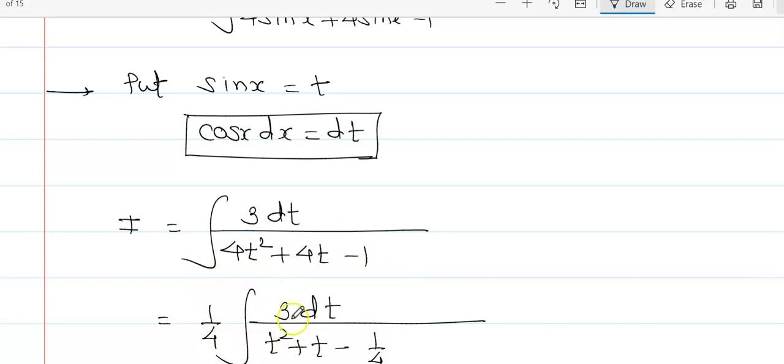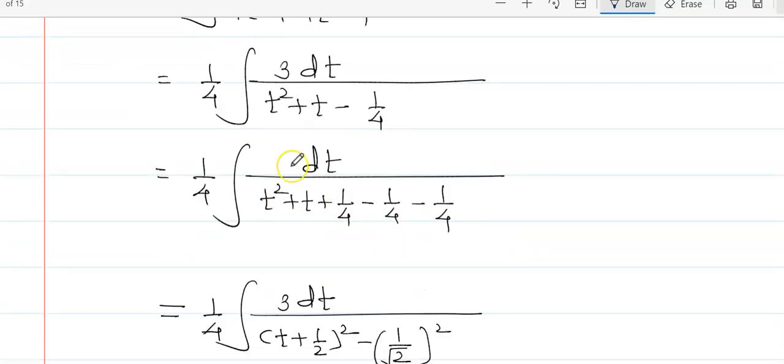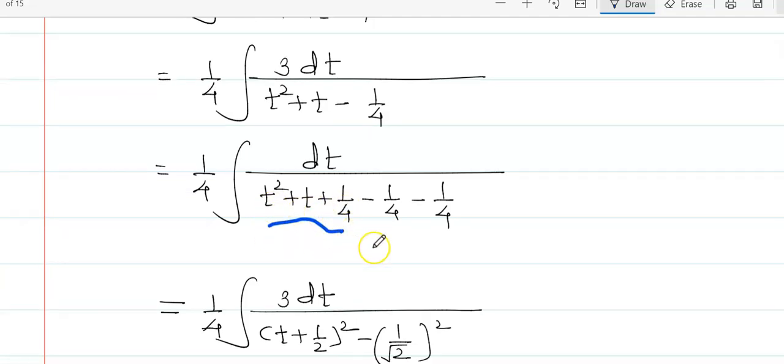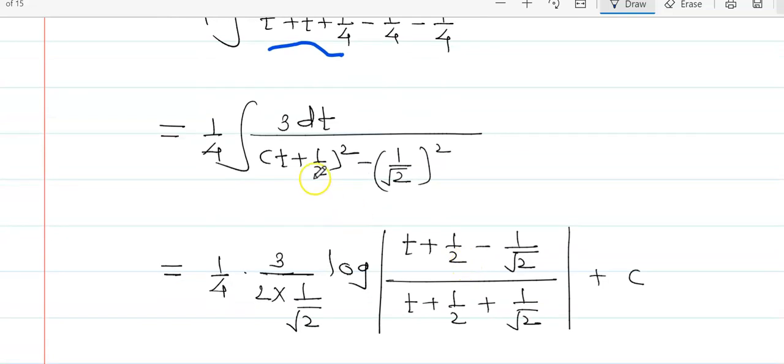Therefore, here is 1 by 4 integral 3 dt upon t square plus t minus 1 by 4. 1 by 4 integral dt upon, the second term is 1 upon 2. Its square is 1 by 4. Add 1 by 4, subtract 1 by 4. Here is the original 1 by 4. Now here t square plus t plus 1 by 4 is a perfect square. That is t plus 1 upon 2 bracket square. And here minus 1 by 4 minus 1 by 4 will become 2 by 4, which is 1 upon 2. 1 upon 2 is the square of 1 upon root 2 bracket square. And it is of the form x square minus a square.